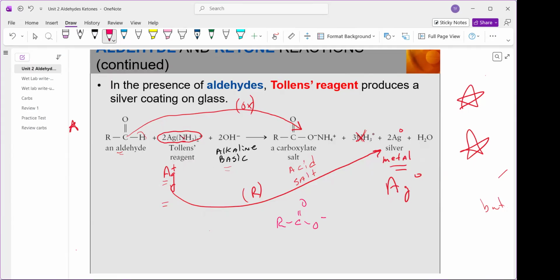Okay, so if the aldehyde is being oxidized, what's being reduced? What's being reduced is the silver ion. And that silver ion is going to gain an electron, in which case it becomes silver metal. So it's important to understand this reaction. Understand what's being oxidized, what's being reduced.